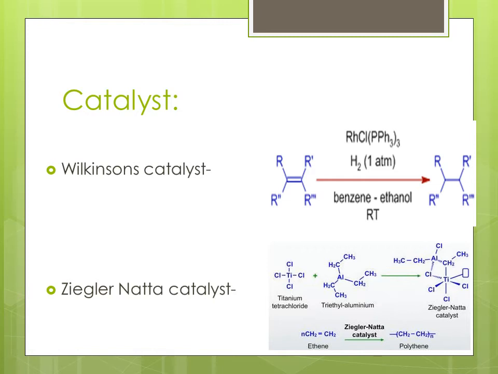Another one is Ziegler-Natta catalyst, which we have learned in the last lesson. Ziegler-Natta catalyst is nothing but titanium tetrachloride, TiCl4, plus Al(C2H5)3, that is called triethylaluminum. So this is called a Ziegler-Natta catalyst. When the Ziegler-Natta catalyst is added to ethene or ethylene, it undergoes polymerization, so you are getting the product called polythene. So in the catalytic field also, these coordination compounds have a very important role.